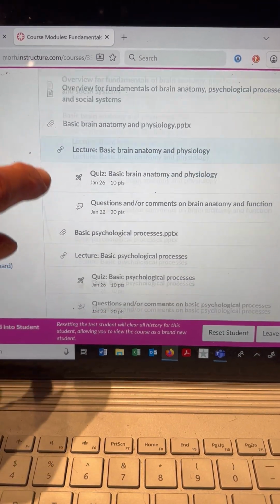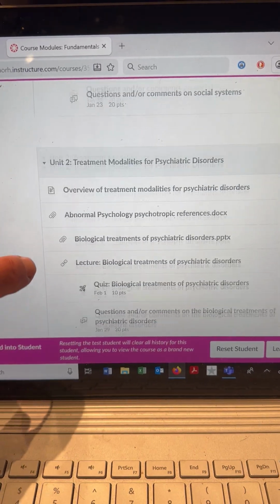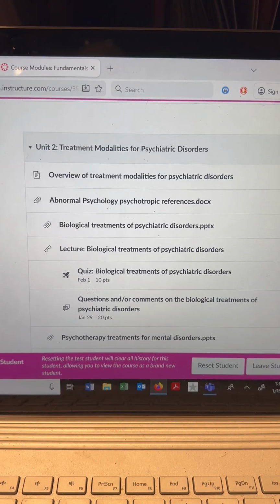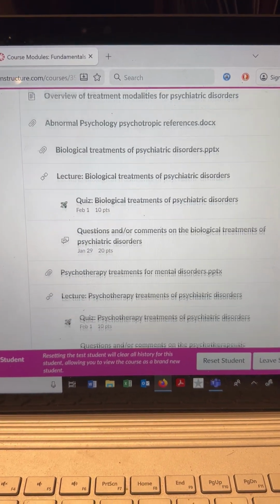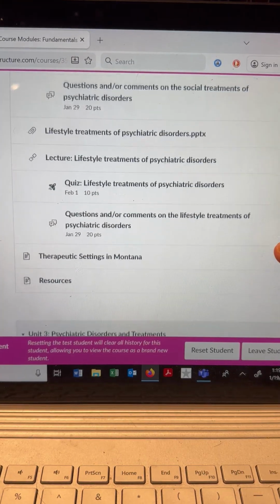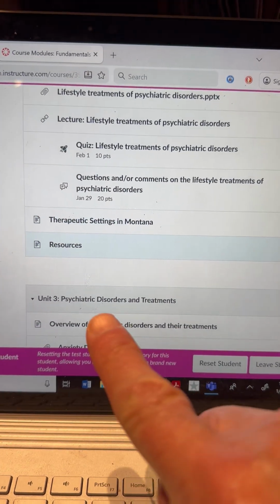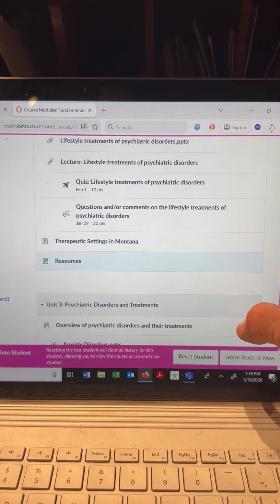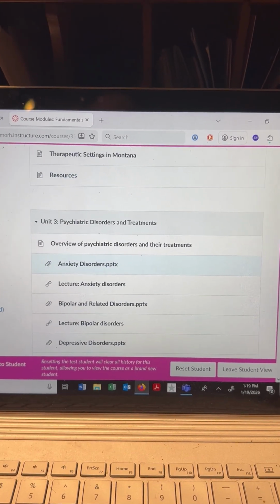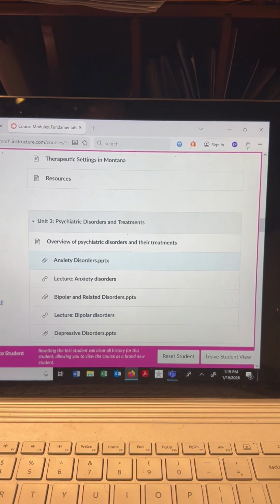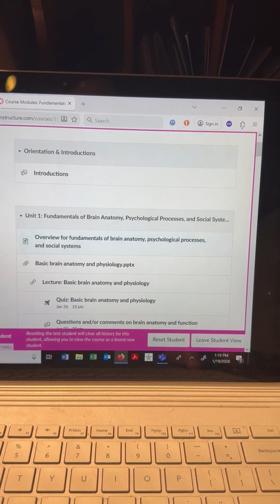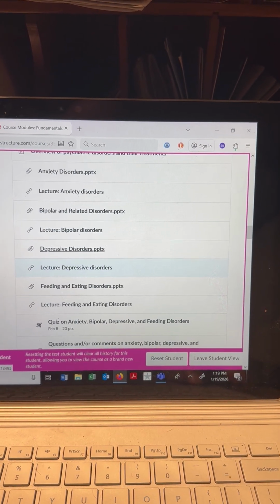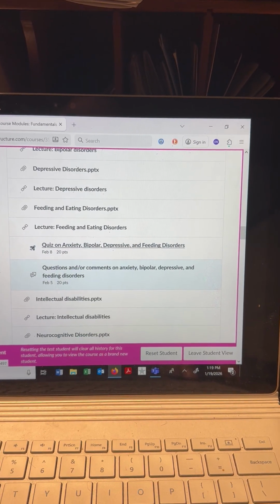So that's Unit 1. Units 1 through 4 are pretty clinical. Unit 2 is treatments, so basic processes of things, and then treatments, again, around biopsychosocial. This one has some other things, some therapeutic settings in Montana. That's a reference point. Resources, that's a good reference point for everybody as well. And then the actual disorders. They go alphabetically: anxiety, bipolar disorders, depressive disorders. Each has a lecture, and then a quiz and comments.